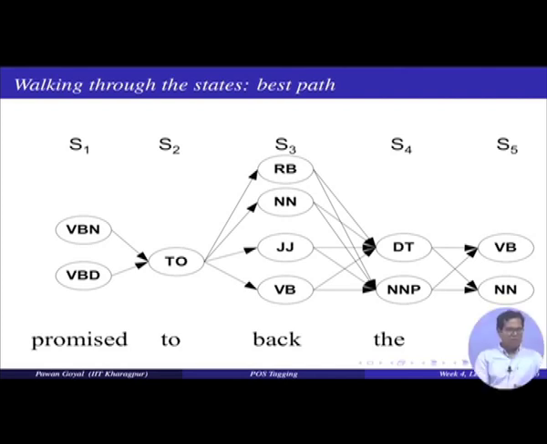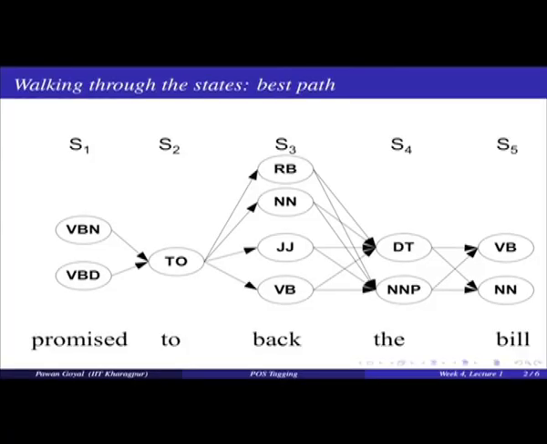For the word to, there is only one part-of-speech tag possible. For the word back, there are 4 part-of-speech tags possible. We have seen that in one of the lectures. For the word the, there are 2 part-of-speech tags possible, and for the word bill, there are 2 part-of-speech tags possible. So I start by enumerating all the possibilities for each of the individual words in the sentence.